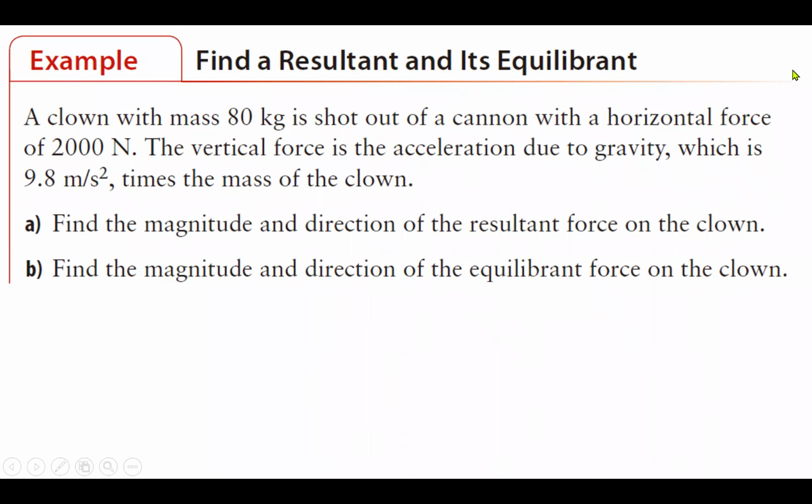A clown with a mass of 80 kilograms is shot out of a cannon with a horizontal force of 2000 newtons. The vertical force is acceleration due to gravity, which is 9.8 meters per square second, times the mass of the clown. Question A, find the magnitude and direction of the resultant force on the clown. Question B, find the magnitude and direction of the equilibriant force on the clown. Okay, I'll give you 5 minutes to have a look at this question by yourself.